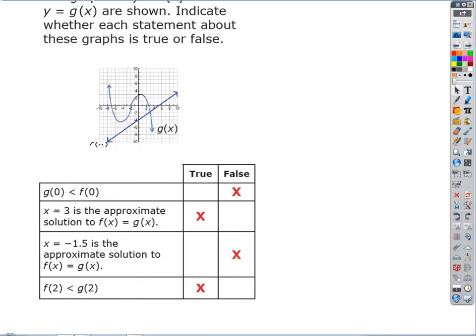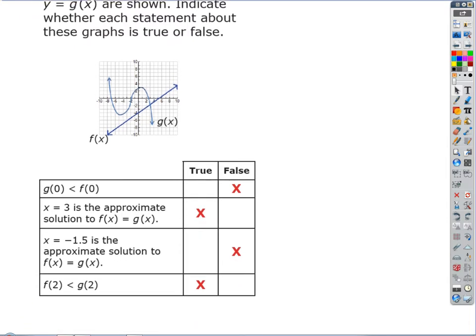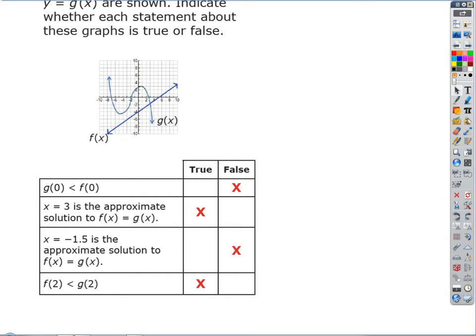Same kind of thing here. You're interpreting the system of these two graphs. So if this is g of x, g of 0 is going to be greater than f of 0, right? So that's false. This says g of 0 is less than f of 0. False, right? 3 is the approximate solution to where they intersect. Yeah, that's right. There's 3. That's the x value of that coordinate, etc. It's no big deal. You just read those carefully and interpret the graph.